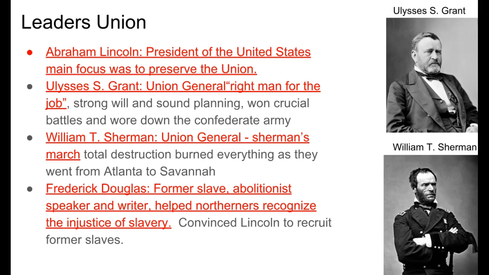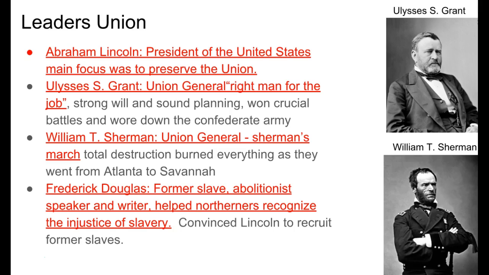He had a very strong will. He was good at planning. He tended to win crucial battles and eventually wore down the Confederate Army. William T. Sherman was another Union general, and he was known for Sherman's March. What he did in the South was he completely destroyed and burned everything from Atlanta to Savannah as he and his troops marched through that part of Georgia.